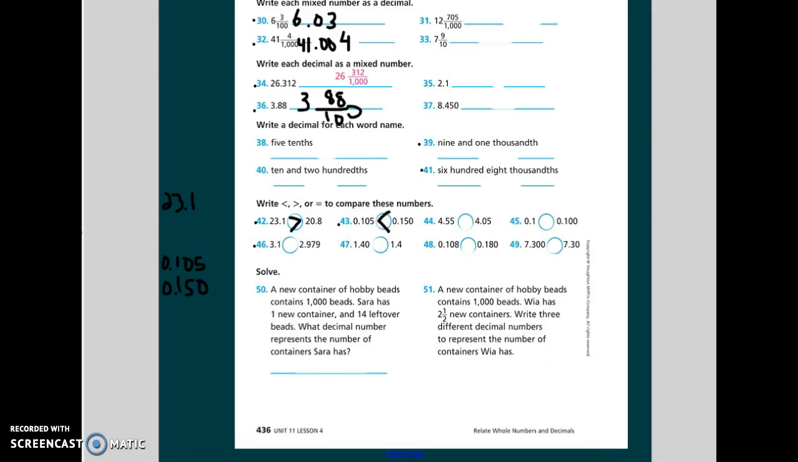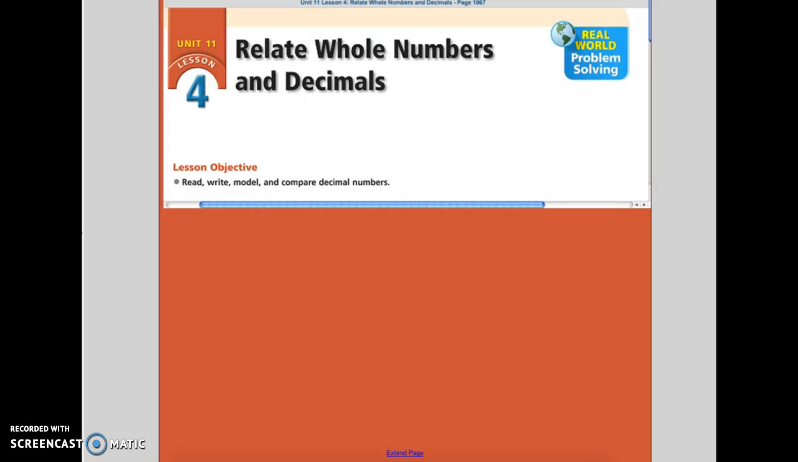All right, great work today. We worked on relating whole numbers to decimals. We reviewed some of those fraction skills that helped us.